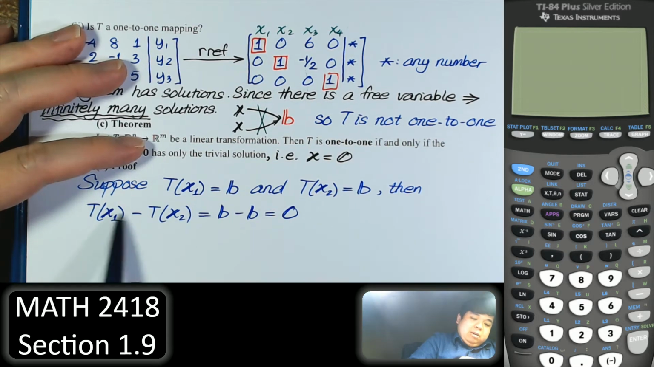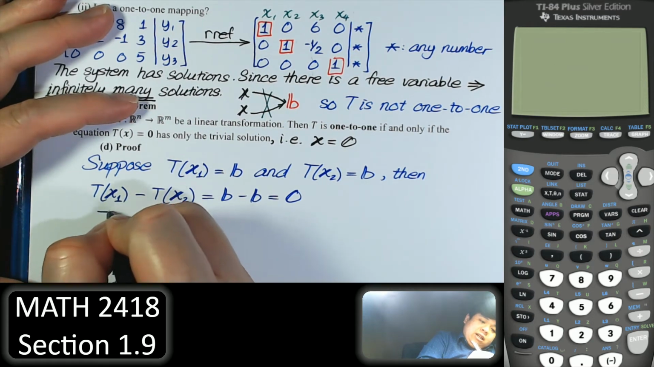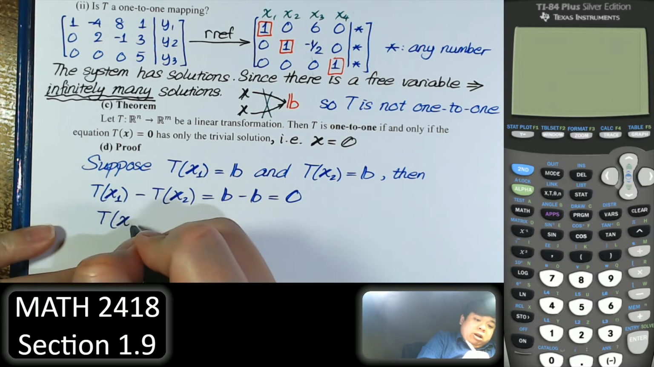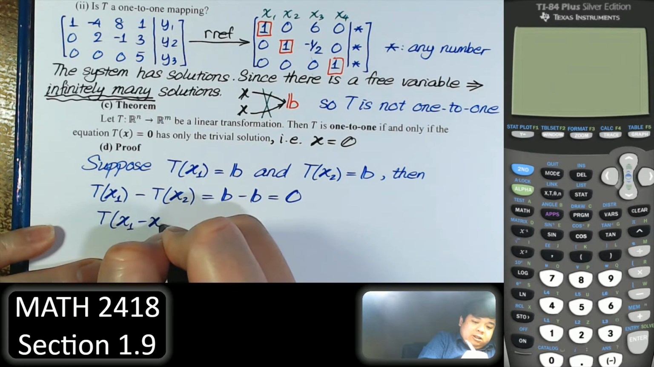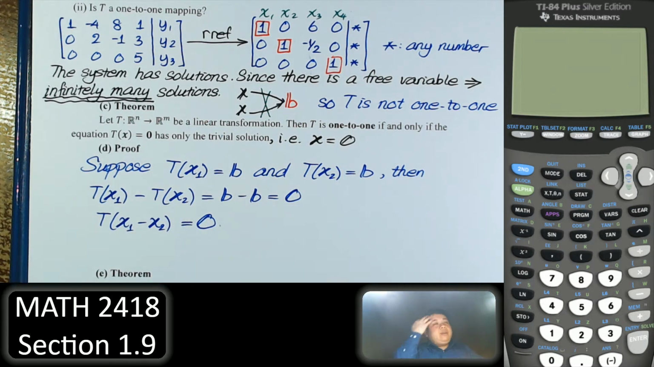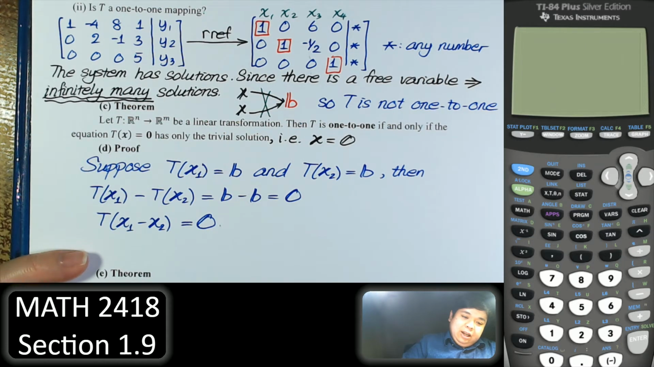Right, and of course T is a linear transformation, so we can write the difference of the transformations like this. What does it say here? Now, if T is 1 to 1, we cannot have this.